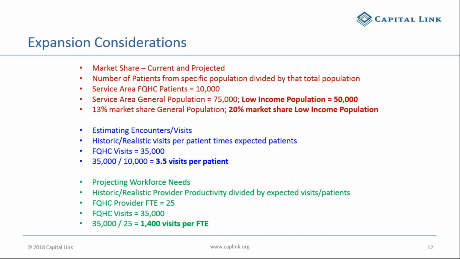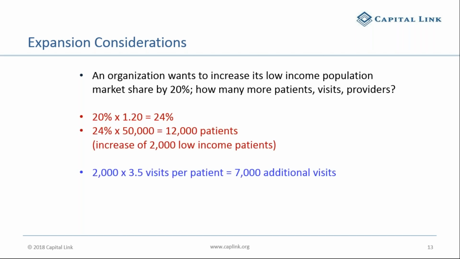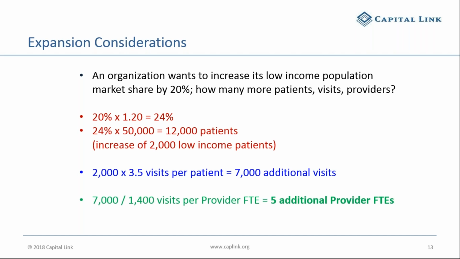We'll use some of this information from a hypothetical market study to make some basic assumptions. And jumping forward, this organization wanted to increase its low-income population market share by 20%. So what does that mean in number of patients, visits, and providers? I'm going to tap forward a little bit here.